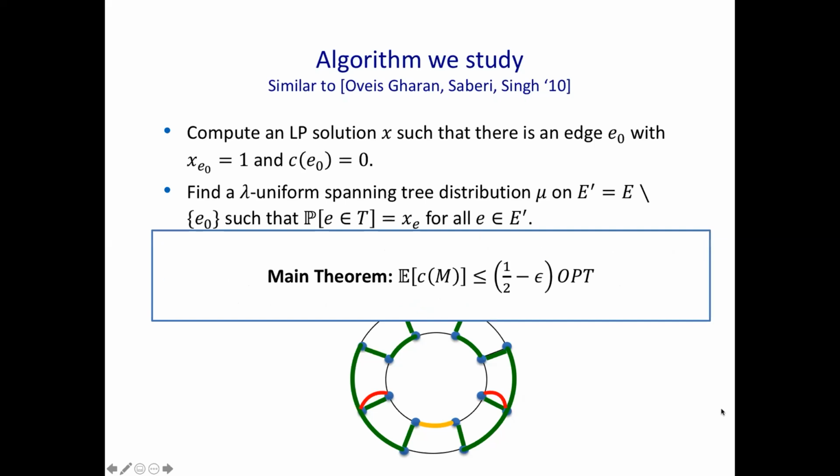So our goal is now to use properties of our tree to show that the cost of the matching is less than half of opt in expectation. And since the tree costs at most opt, this would show that this is a randomized 1.5 minus epsilon approximation for TSP.